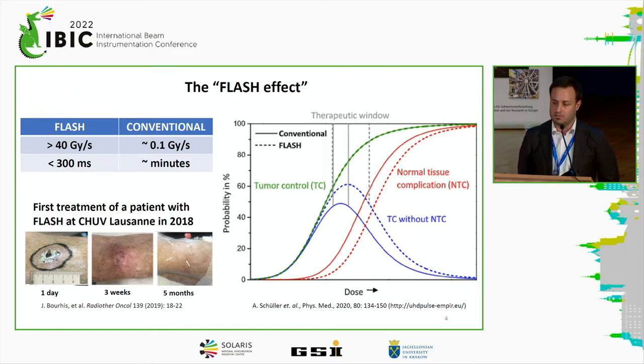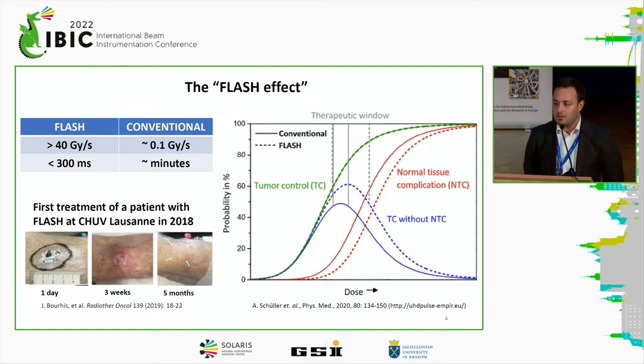You can see that it's really another range, completely different. Then this plot here to the right shows exactly what is the advantage of flash radiotherapy. Here on the y-axis there is the probability, and on the x-axis there is the dose.